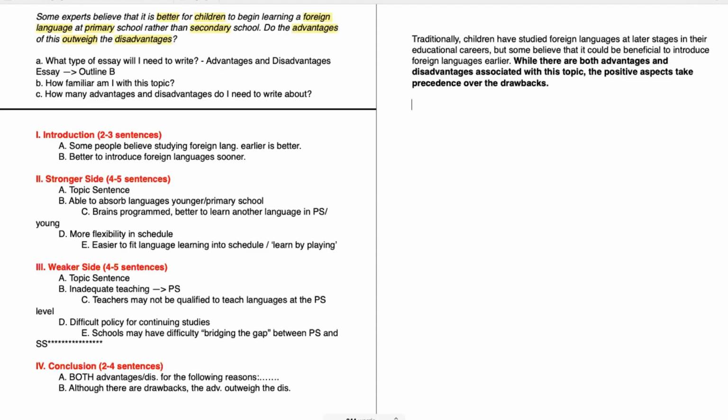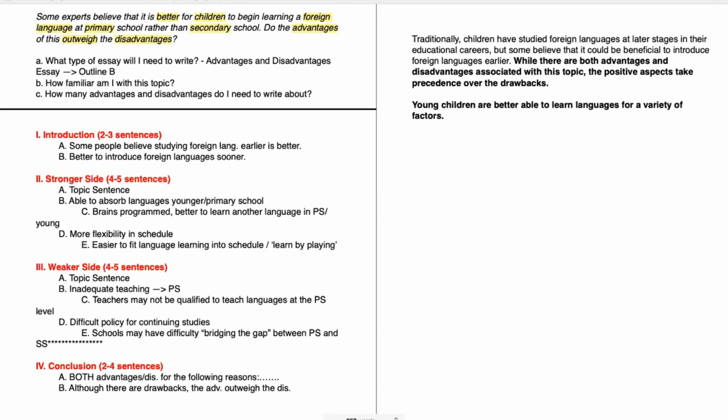All right, let's start with our stronger side. I'll keep our topic sentence in bold, and I'm basically going to say that young children are better able to learn languages for a variety of factors. So this is my argument again, and a variety of factors are what I'm going to explain right now. So this topic sentence just opens and sets the scene for the paragraph.